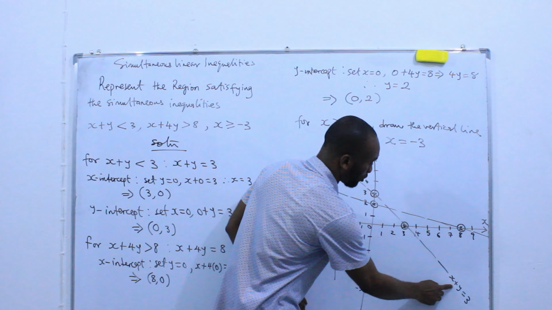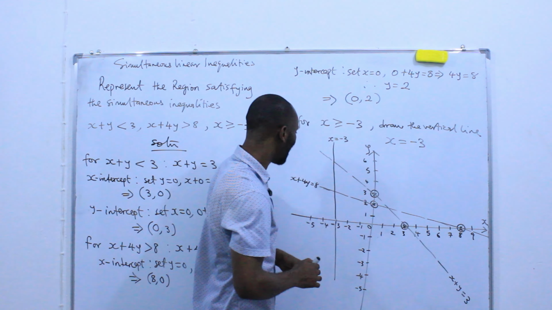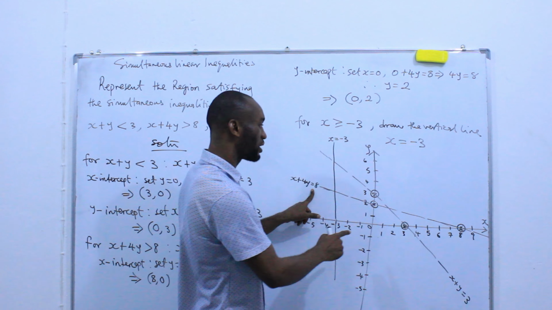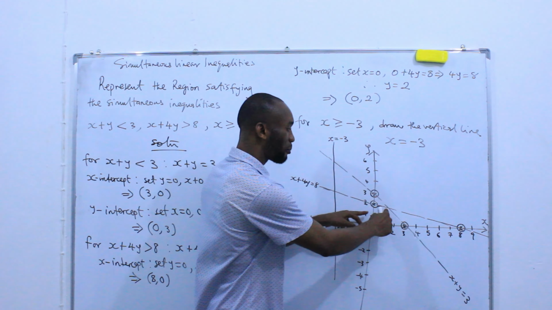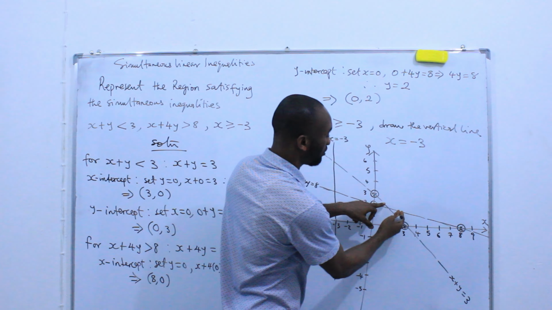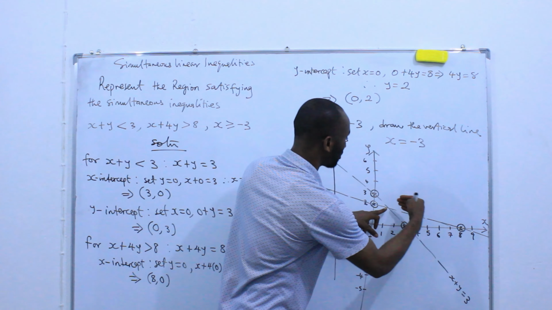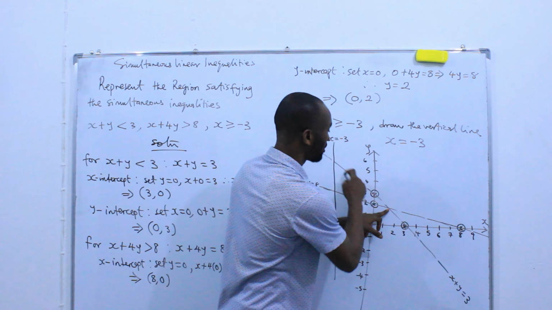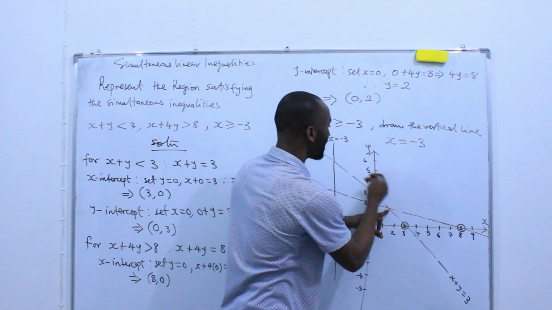The line x plus y equals 3 and the line x plus 4y equals 8, where they intersect. From that point where they intersect, we have 4 major regions. Here is one region. Above this point, bounded by these 2 lines, is another region.